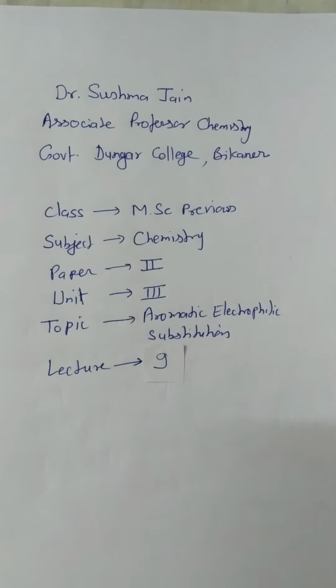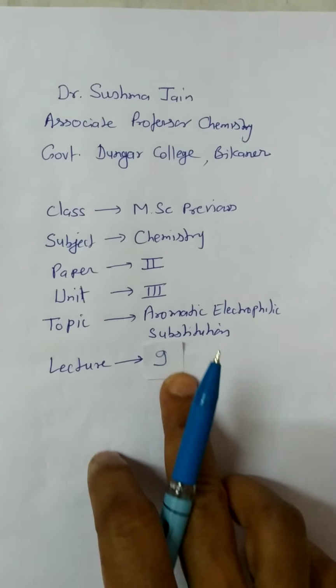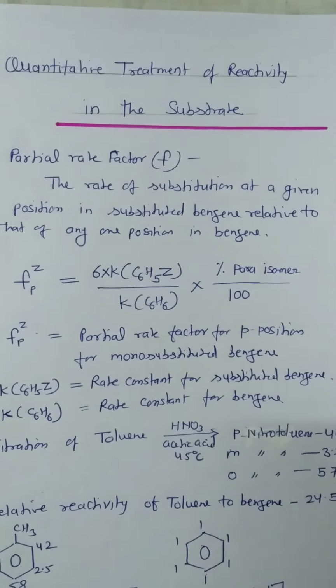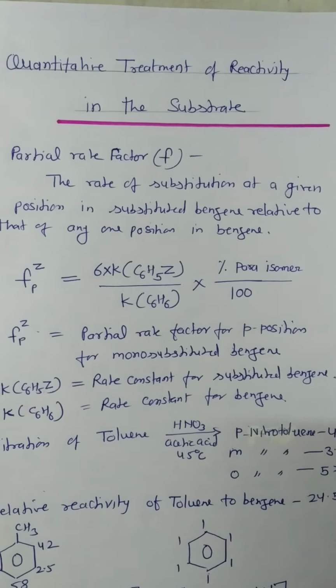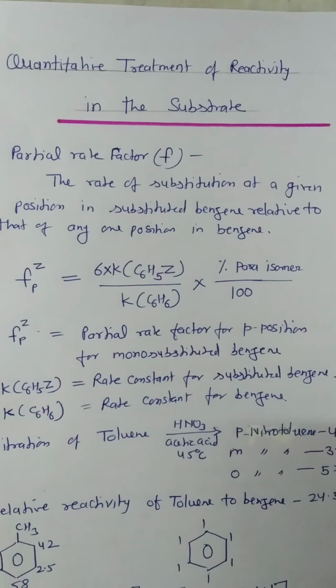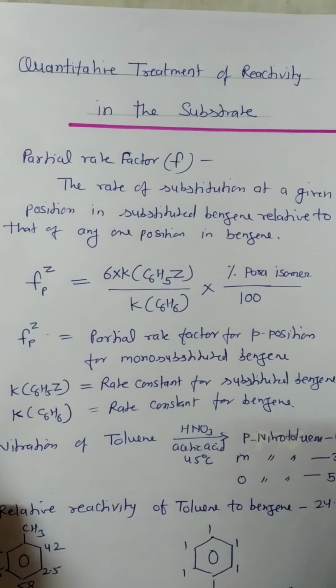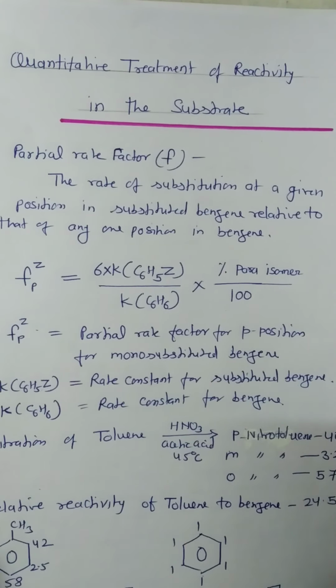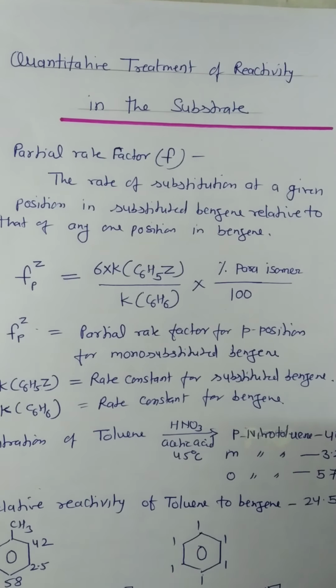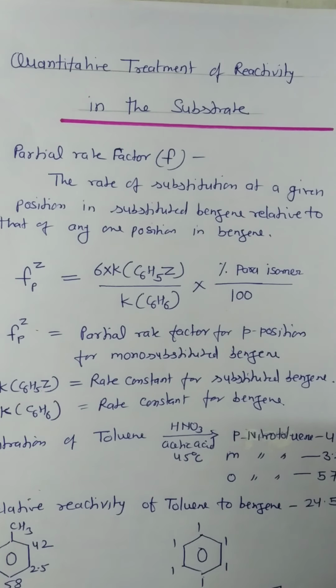Today, I shall discuss the quantitative treatment of reactivity in the substrate. A convenient method for the quantitative expression of orientation and reactivity in aromatic substitution is given in terms of partial rate factor. Now, what is partial rate factor? The rate of substitution at a given position in substituted benzene relative to that of any one position in benzene.